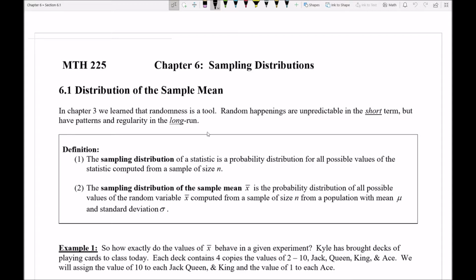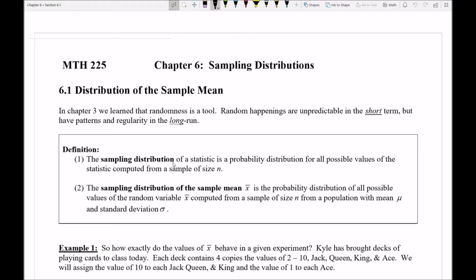As I state here at the top, in Chapter 3, we learned about probability helping us measure the likelihood of certain events happening randomly. And randomness is ultimately a tool. Random happenings are unpredictable in the short term, but in the long term, there can be some patterns and regularities. This is what probability is all about, helping us understand what happens in the long run.